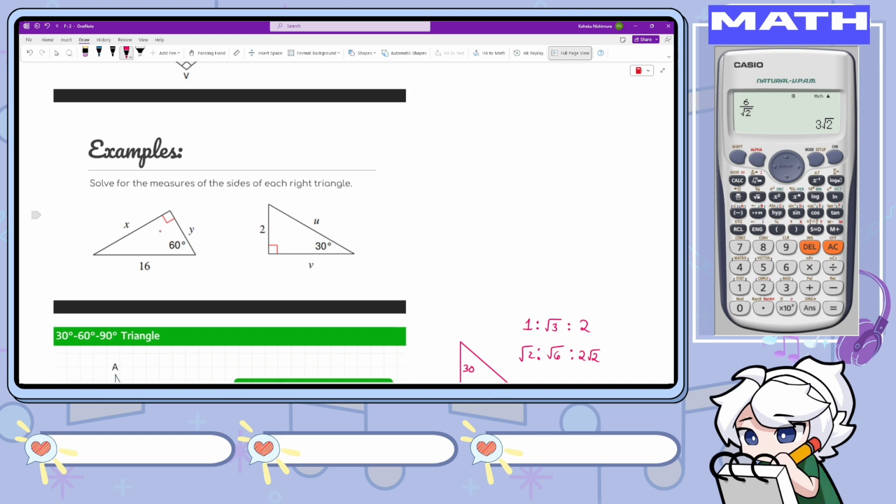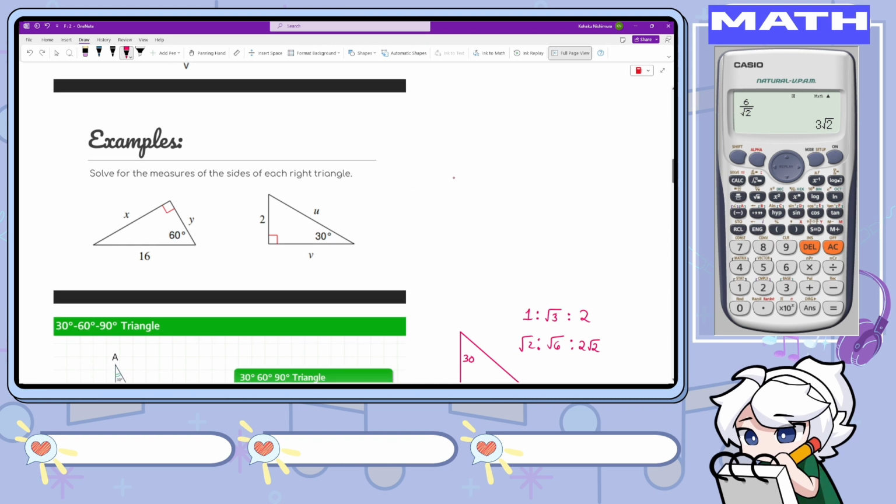On this example, the given is already the hypotenuse. But remember, we can divide the hypotenuse by 2, and that corresponds to the shorter leg, or the one opposite of 30. But in this case, if this is 60, that means this is 30. So, if you divide 16 over 2, the answer is 8. And 8 should be written opposite of 30. So, this is the 8. But you want to solve for x. So, what you need to do is multiply the shorter leg by square root of 3. And the answer is 8 square root of 3.